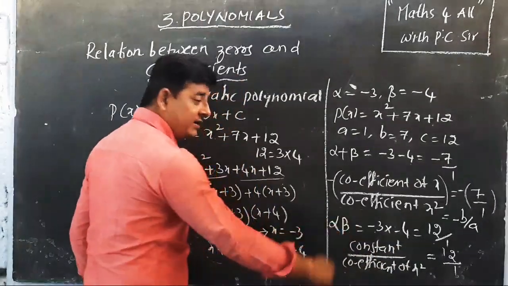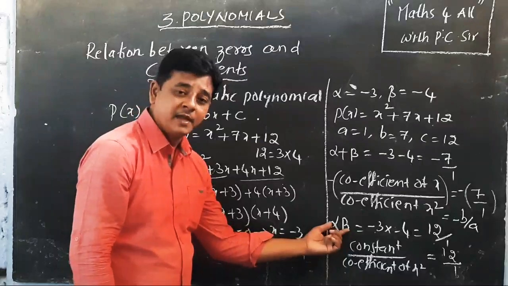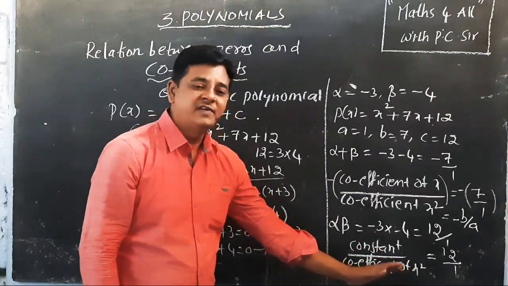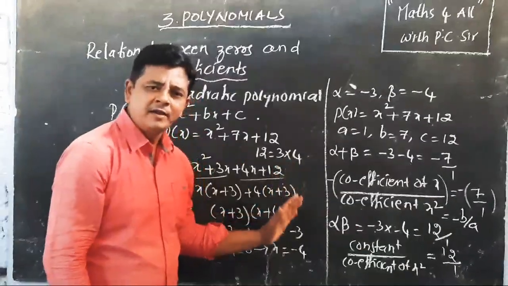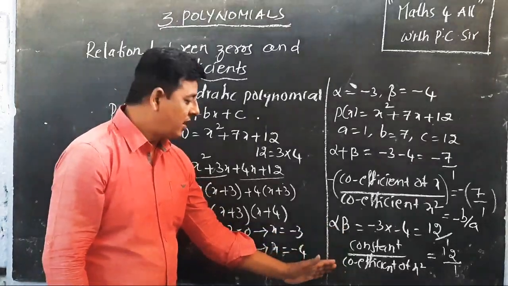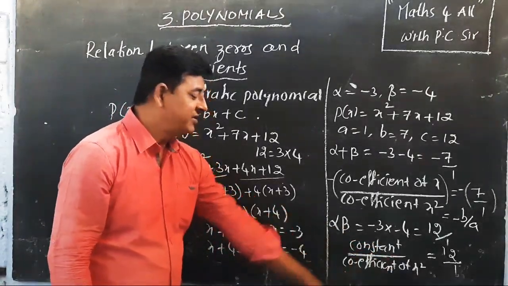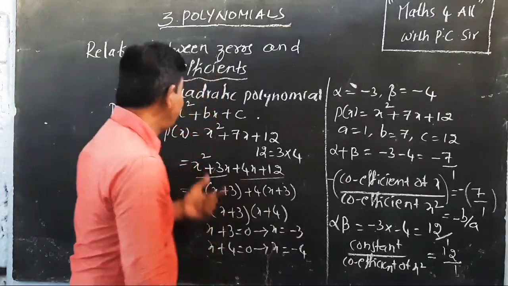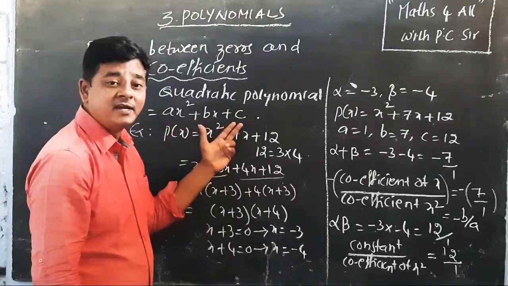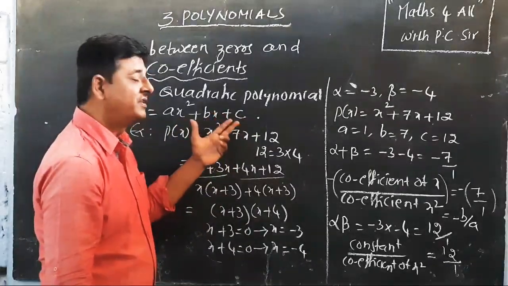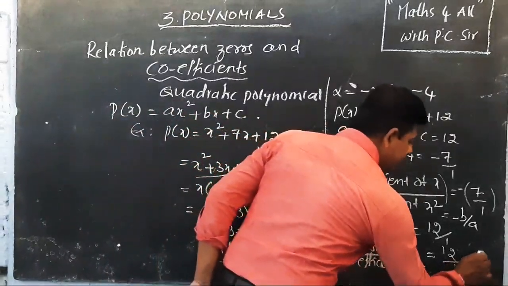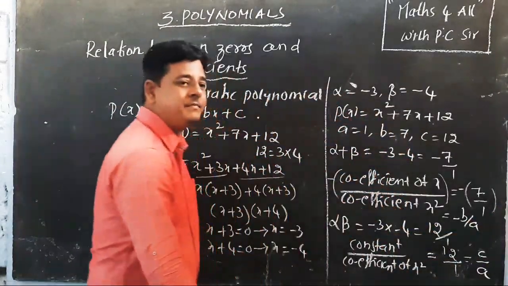So the product of the zeros of the quadratic polynomial is equal to the constant by coefficient of x square. For any quadratic polynomial, the product of the zeros is equal to the ratio of the constant to the coefficient of x square. Going to the standard form of the quadratic polynomial, ax square plus bx plus c, what is the constant? That is c only. And what is the coefficient of x square? That is a. So simply we write this as c by a.